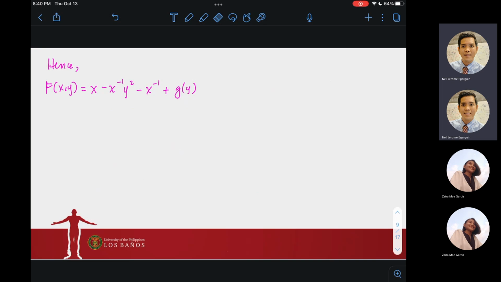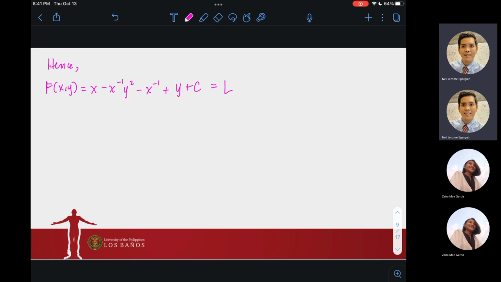Okay. Tapos, alam na natin si G ay Y plus C. Then we just equate it to some constant. Let's call the constant L. Okay? Kasi nga, anything of the form of F equal to any constant is another solution.